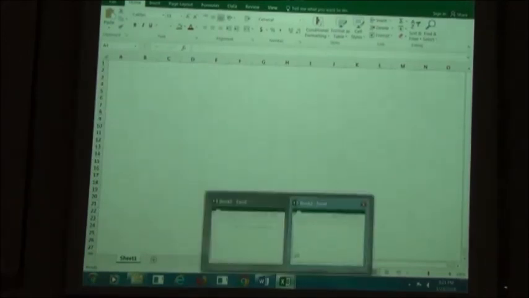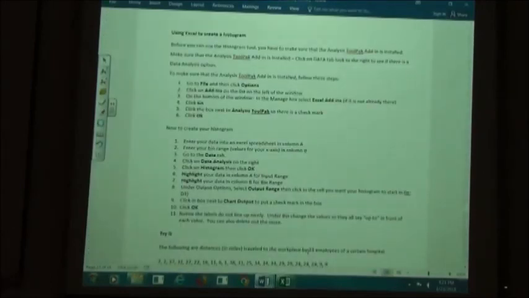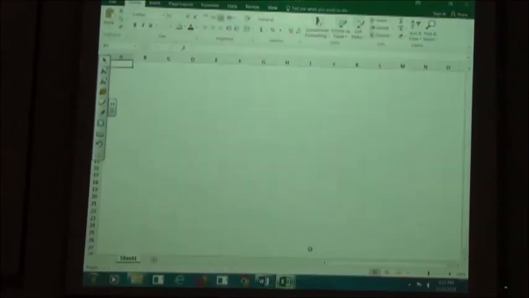I should have a printout of your paper so I know what it says. It says before you can use the histogram tool, you have to make sure that the Analysis ToolPak add-in is installed. Hopefully it's going to let us do this because I didn't double check, if you don't have administrative rights. To check to see if the Analysis ToolPak is installed, click on the Data tab and look to the right to see if there's a Data Analysis option, which mine does not have.